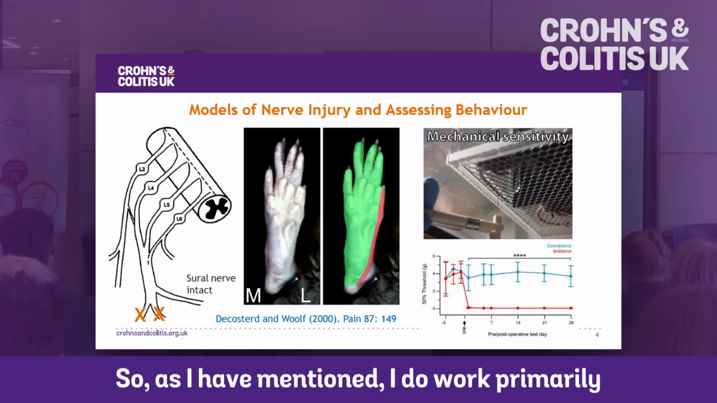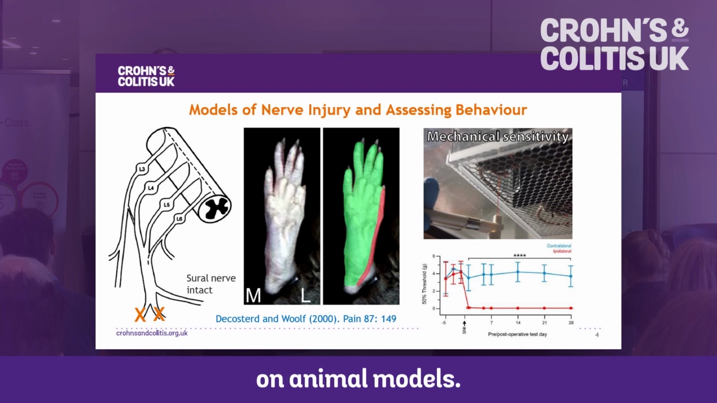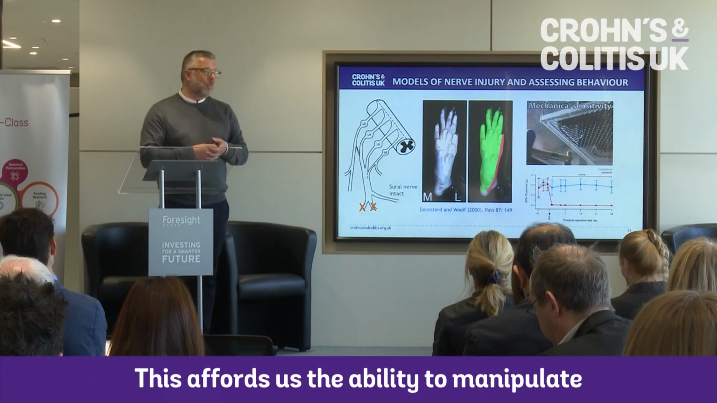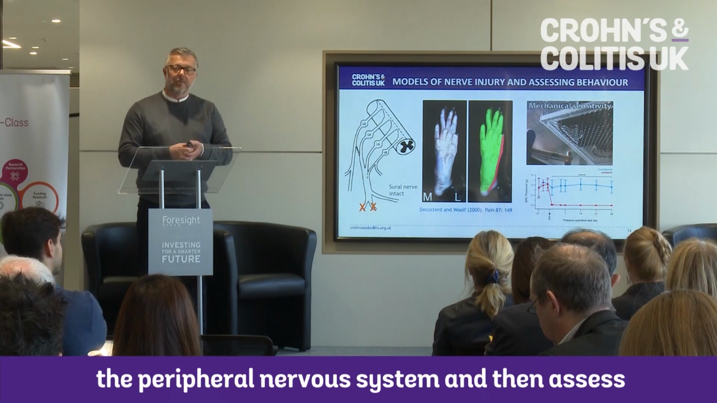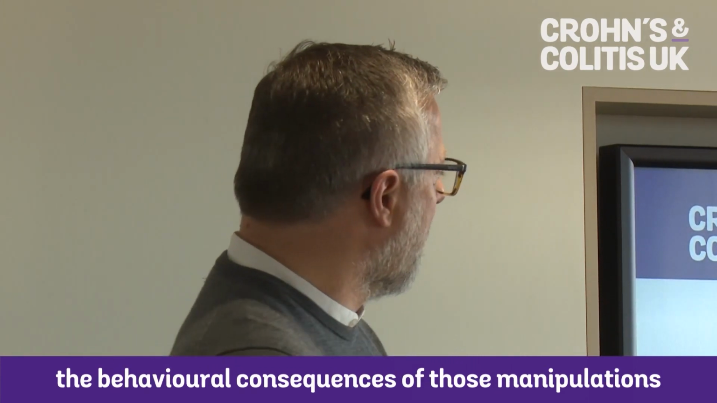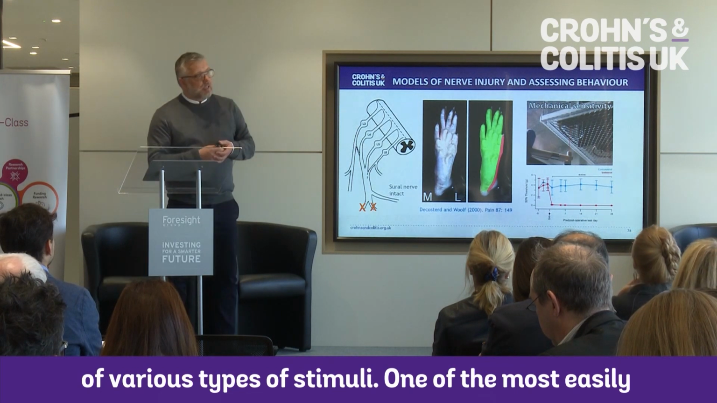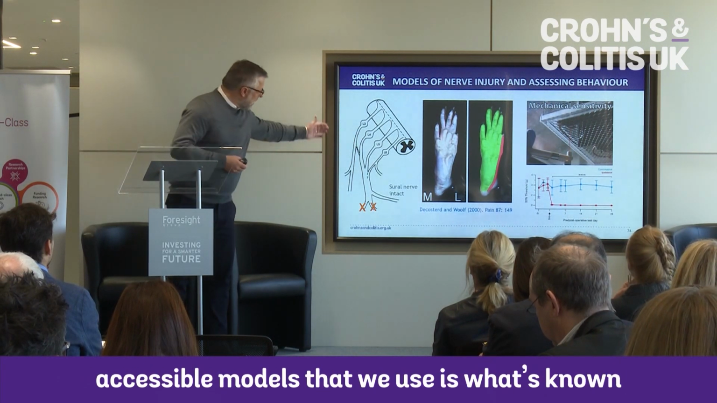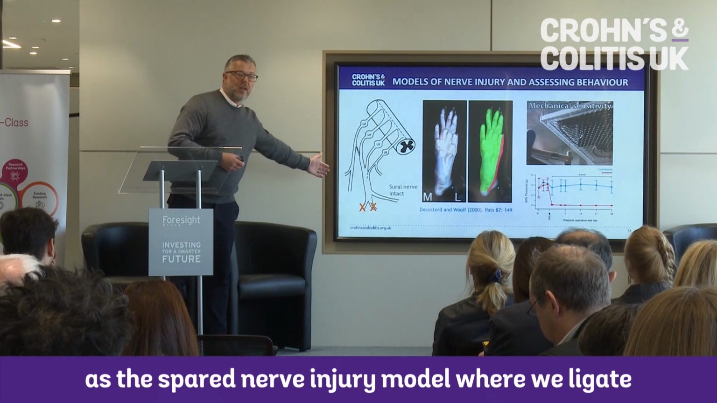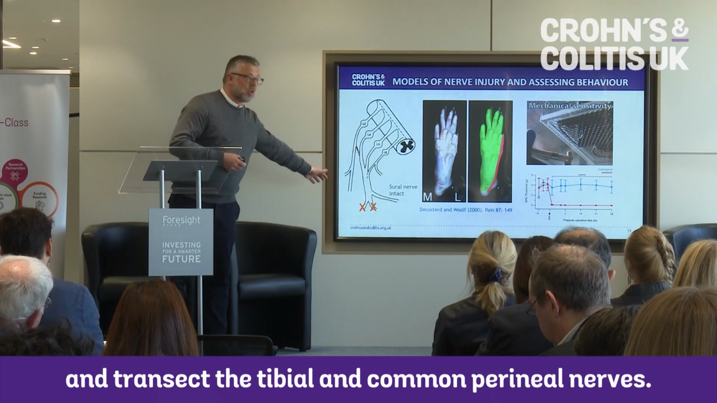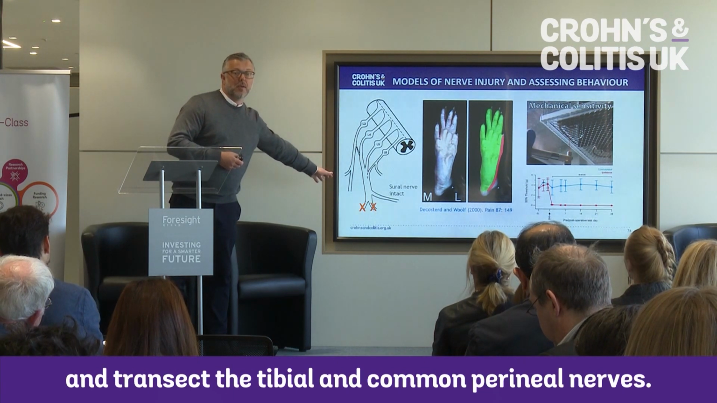So as I've mentioned, I do work primarily on animal models. This affords us the ability to manipulate the peripheral nervous system and to then assess the behavioral consequences of those manipulations by testing their responses to applications of various types of stimuli. One of the most easily accessible models that we use is what's known as the spared nerve injury model, where we ligate and transect the tibial and common peroneal nerves.